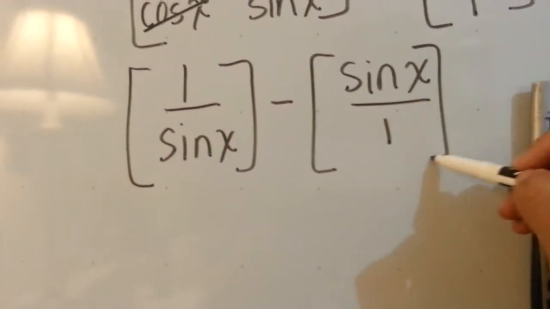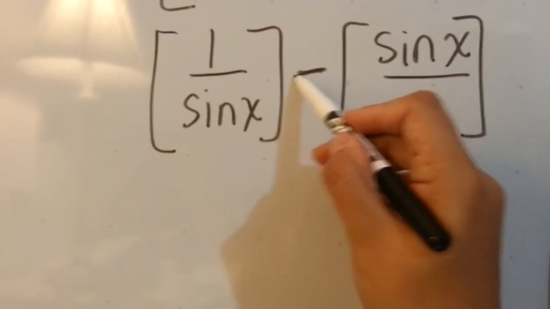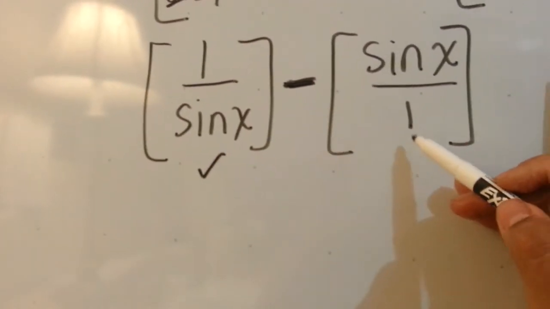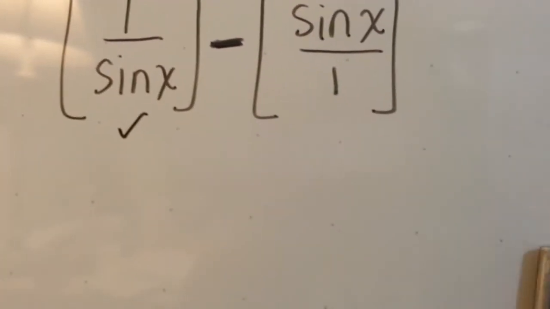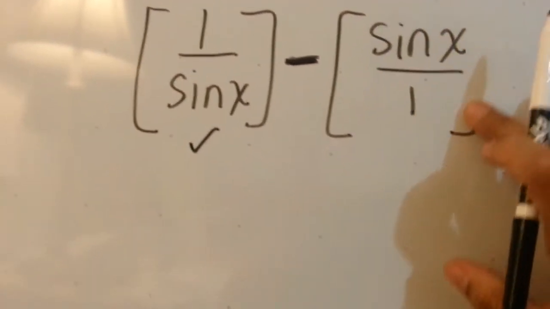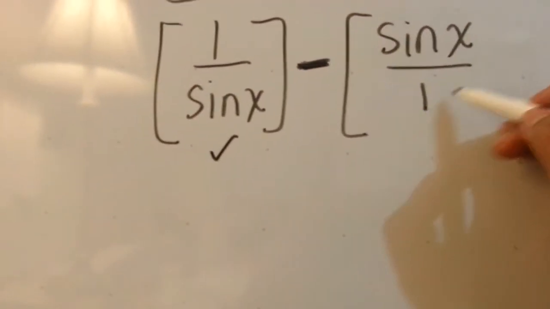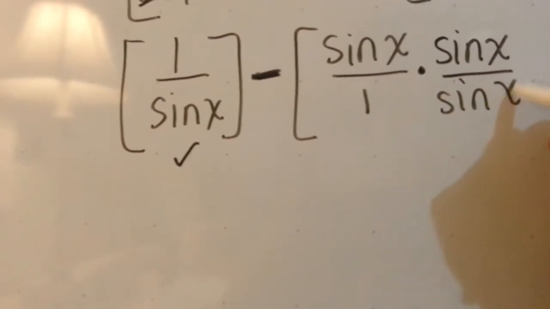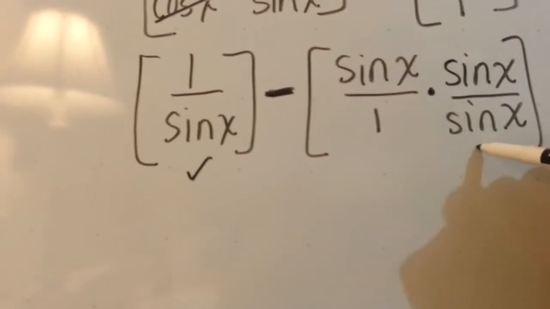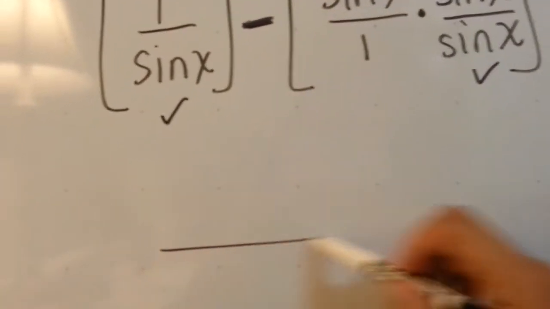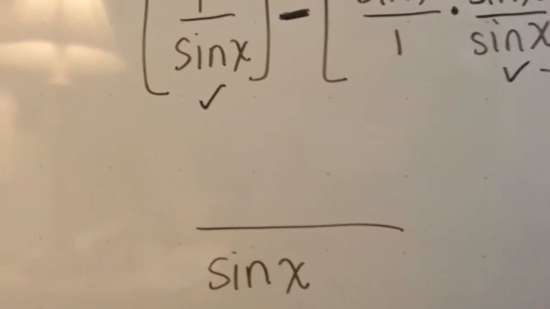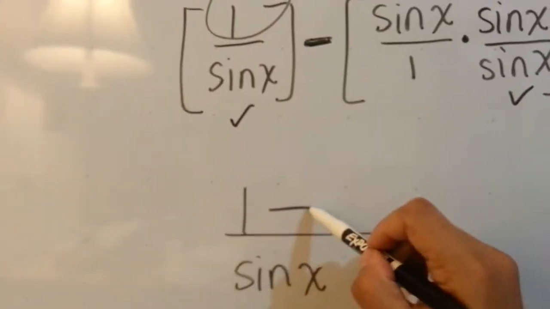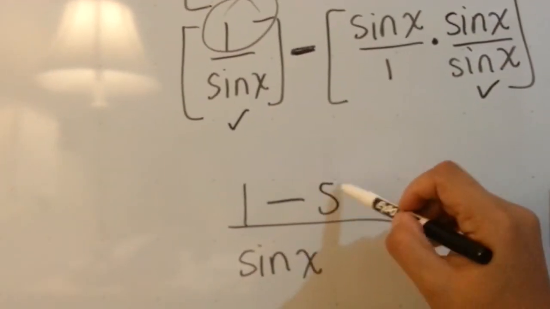And I know some of you guys are canceling this. You can't cancel. You have a minus sign in between them. This one has sine, this one has 1. So we have to give it a common denominator. This one needs sine, so we're going to multiply top and bottom by sine x. Yay, now they have sine in common. Now we can combine over sine x. But what is the numerator? The numerator is going to be 1 minus sine squared x.